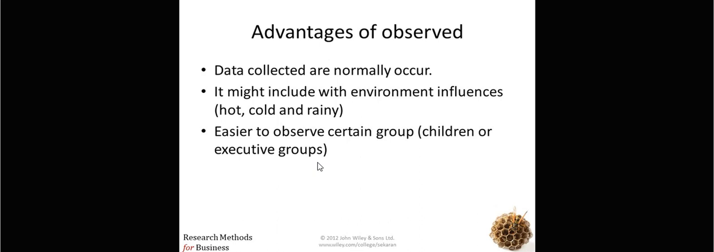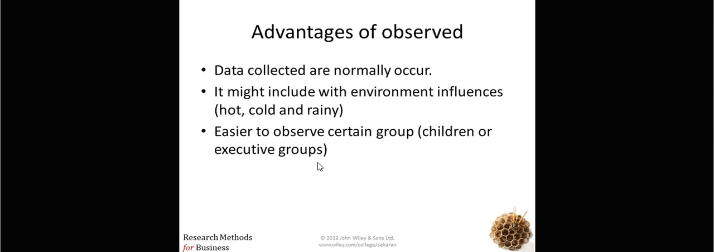Syafiqah, what is the advantage of observation? Please read it all. Advantage of observe: data collected are normally occurring. It might include environment influence, hot, cool, and rainy. Easier to observe certain groups, children or executive group.